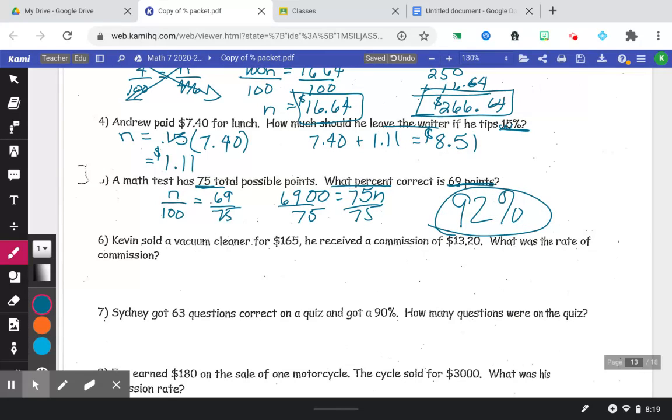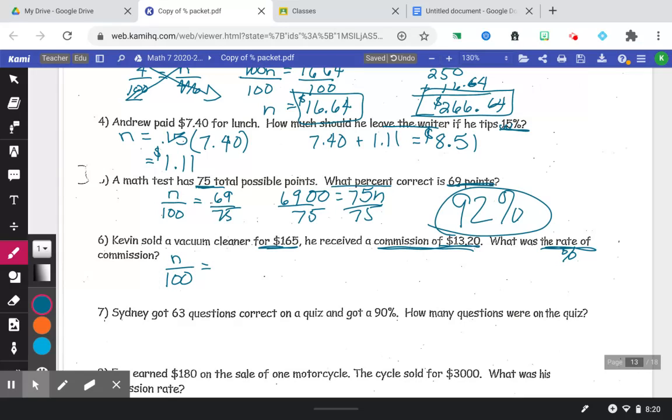Okay, number 6. Kevin sold a vacuum cleaner for $165. He received a commission of $13.20. What was the rate of commission? So he sold the vacuum cleaner for $165. He gets the commission of $13.20. What is the rate? So remember, rate is our percentage. So we're looking for the percent.